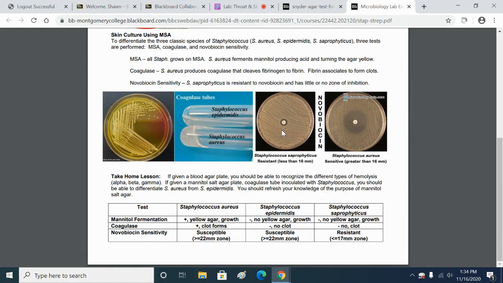So sometimes your results don't match. And can you think of some possible explanations as to why all three test results would not match one of these species of staph?